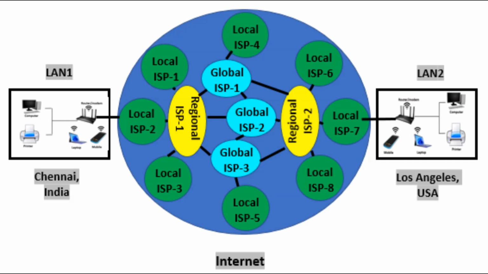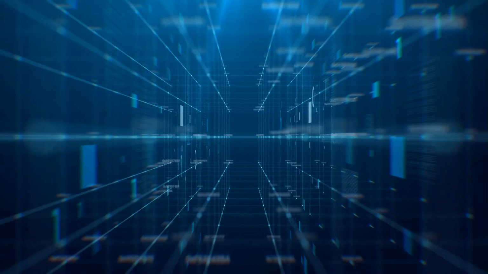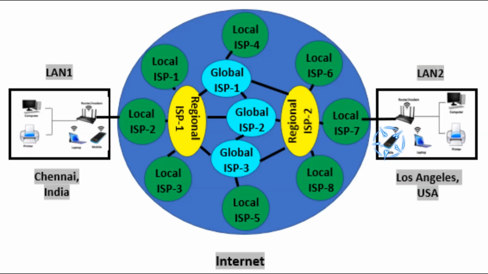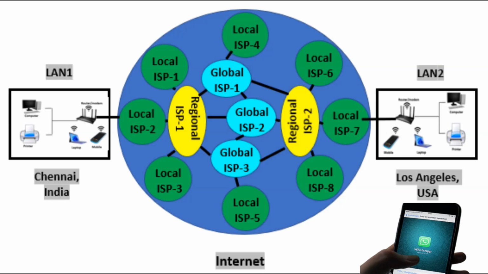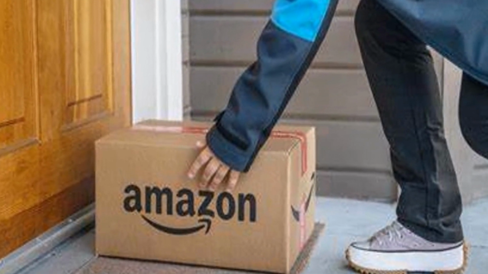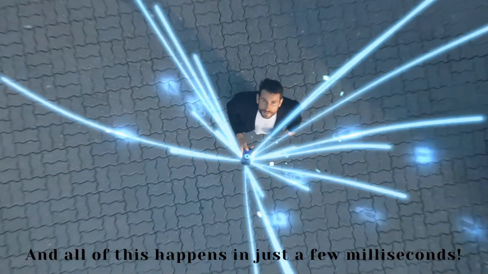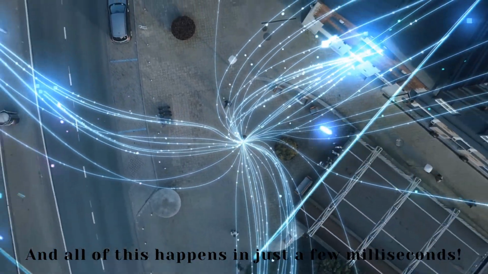Now, your message needs to reach your friend's phone in Los Angeles. The regional ISP, Tier 2, hands it over to a local ISP, Tier 3 ISP, like Comcast, Spectrum, or Verizon. Finally, the data reaches your friend's Wi-Fi or mobile network and appears on their WhatsApp screen. It's like a delivery guy bringing your Amazon order to your doorstep. Your local ISP is making sure your data gets exactly where it needs to go. And all of this happens in just a few milliseconds.